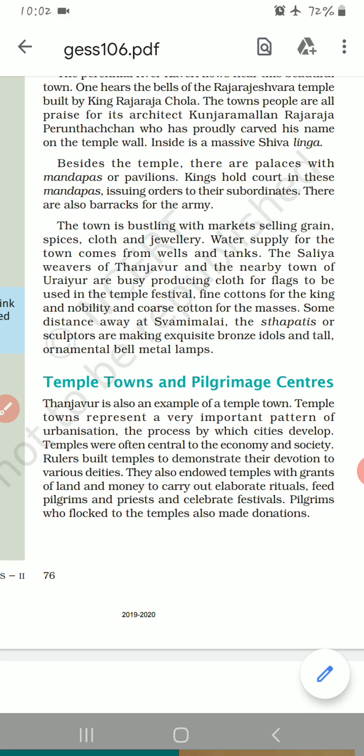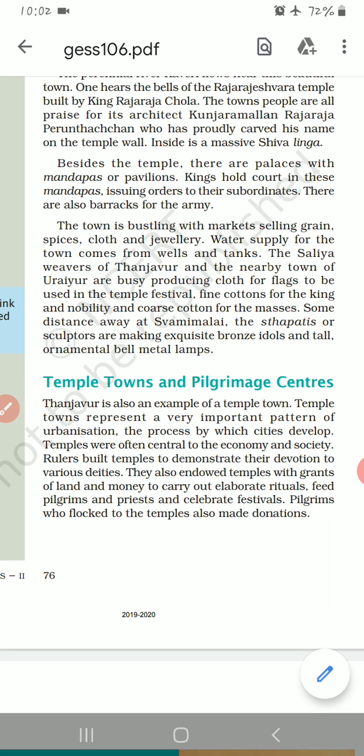They also endowed temples with grants. Endowed means they gave a huge amount of money in donation, right? Endowed means they donated. They also endowed temples with grants of land and of money to carry out elaborate rituals. Elaborate means huge rituals like yajna, puja and all those things. They donated a lot of money to the temples so that the money can be used to carry out the rituals.